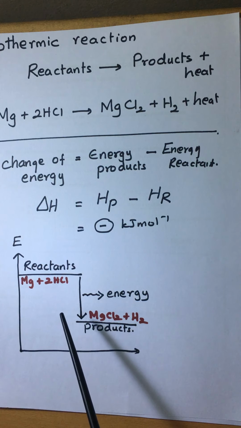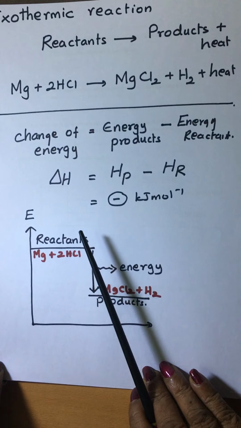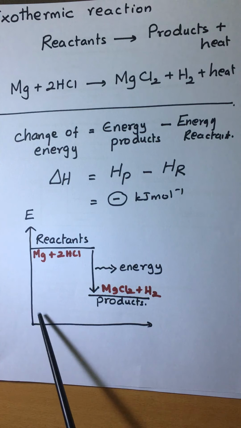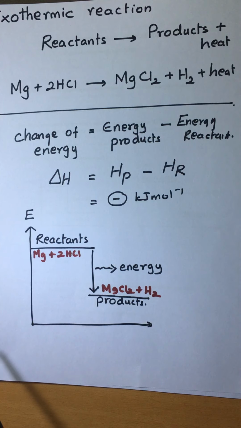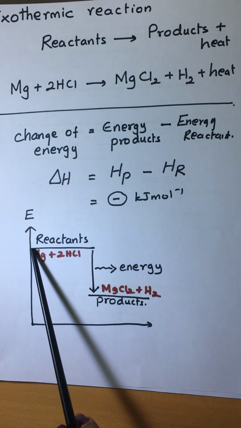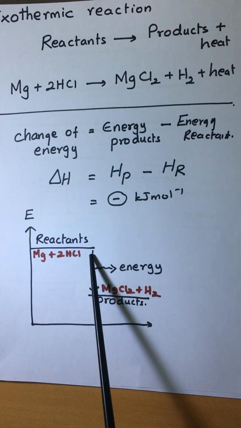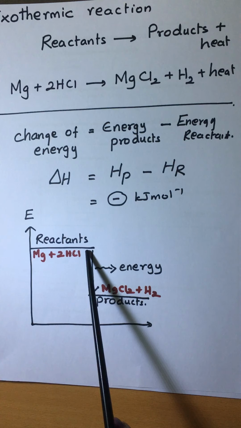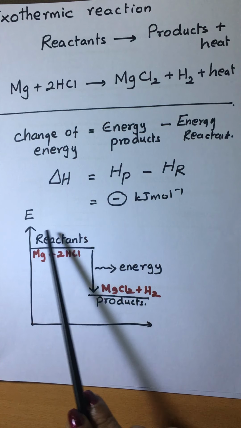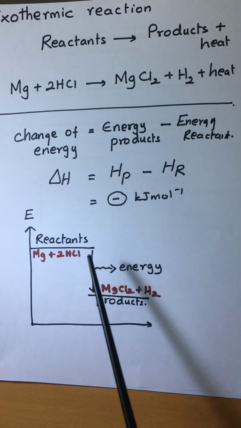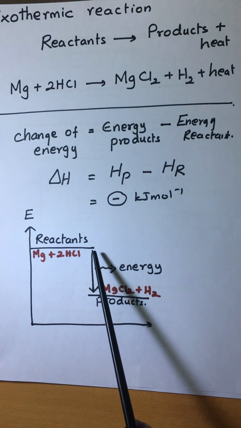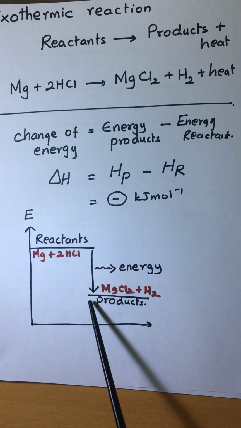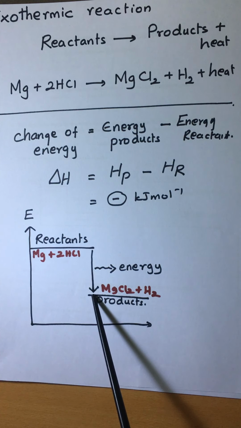When you draw an energy level diagram, on the y-axis we mark energy. The energy of the reactants is more. We are starting from 0 here. So the energy of reactants is high. When the reaction is happening, the energy is released from the system. So when energy is released from the system, what happens? The energy decreases in the system.